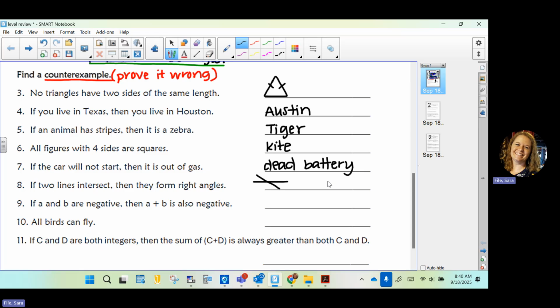If A and B are negative, then A plus B is also negative. So if you add 2 negative numbers, it says that the sum will also be negative. Can we think of a counterexample there? Are there negative numbers that we could add that wouldn't give us a negative? Give me a specific number. A counterexample has to be a specific example.